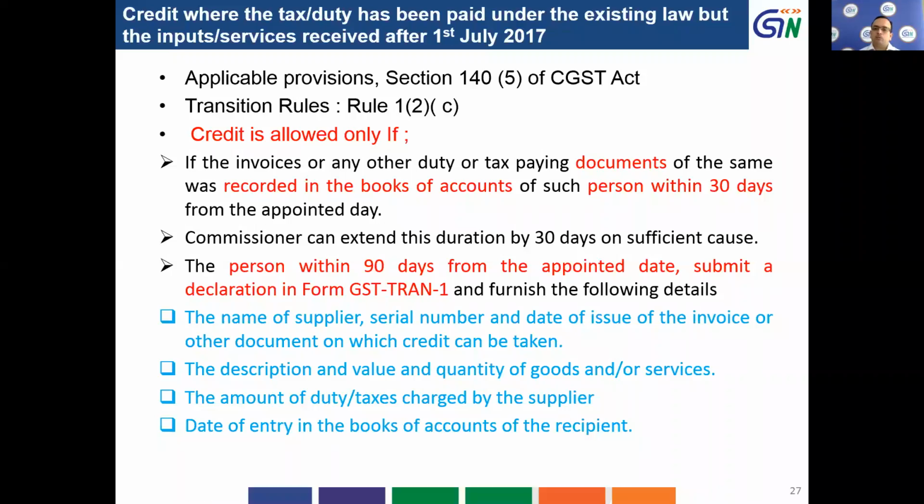So the provision is for that taxpayer whose goods started, say, on 30th of June, or started on 28th of June, and are received by him after the 1st of July 2017. Then what will happen to his credit? So this particular rule, section 145, talks about those goods which are received after the appointed date, but the tax on them was based on the earlier regime. So credit is allowed only if the invoices or any other duty or tax paying document of the same were recorded in the books of account of such person within 30 days from the appointed date.